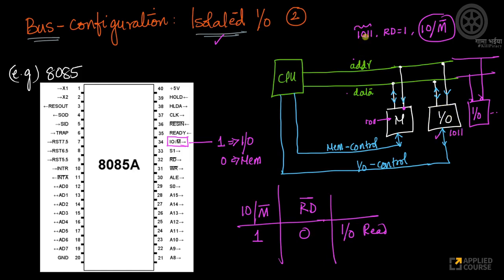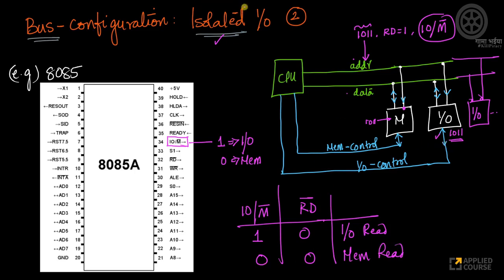I'm giving the same address 1011, but because this IO/M bar is set to 1, and this IO/M bar line is connected both to your memory and to your IO devices, right? Now when it is 1, you'll read from the IO devices. Suppose this is 0, which means I want to read from memory because I have M bar here. If this is 0, this is equivalent to memory read.